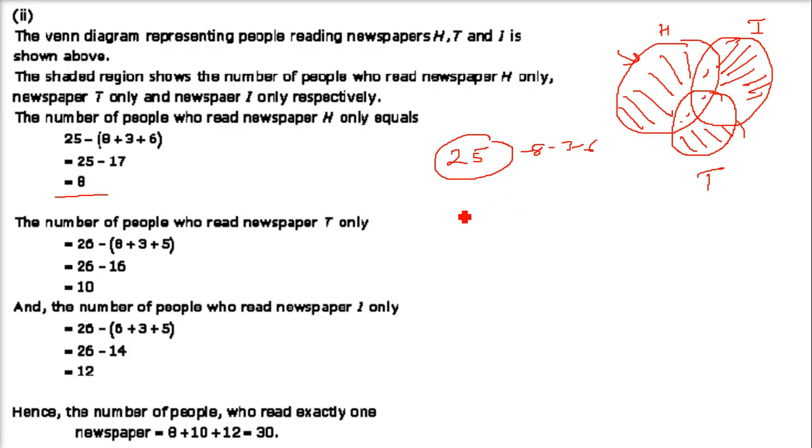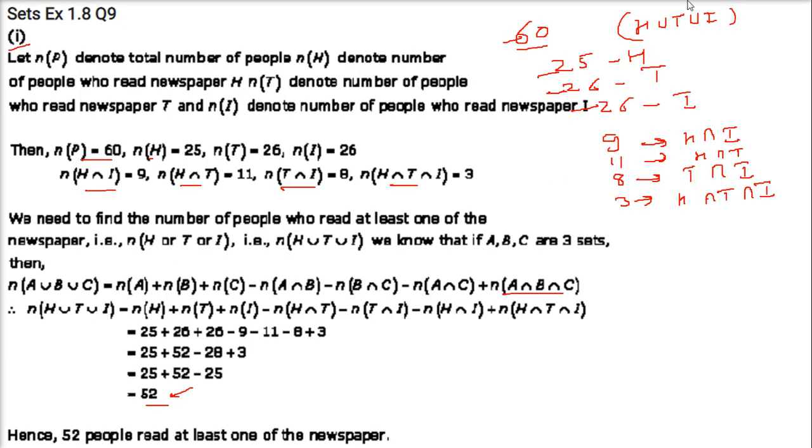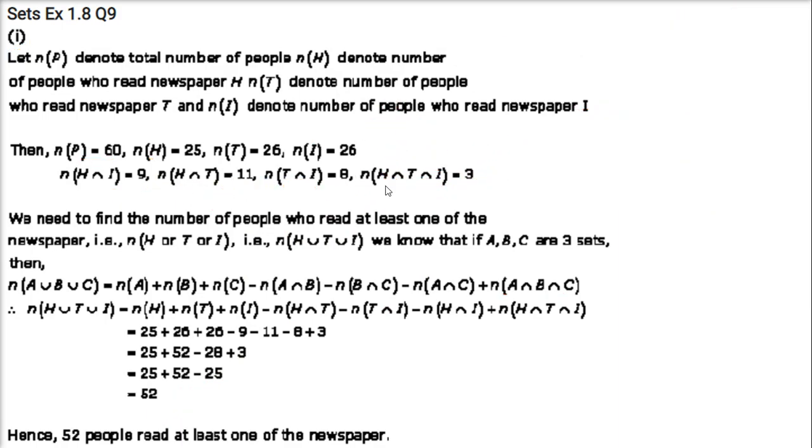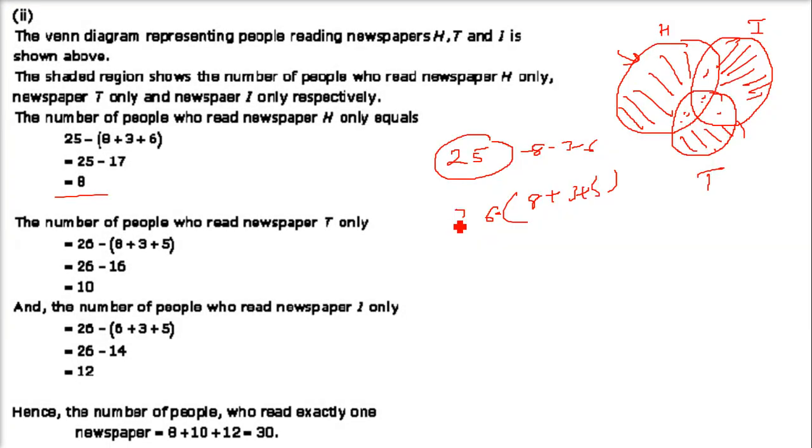Again, now coming to T. 26 people read T. So again we have to subtract from T this one and this one. That is 26 minus 8 minus 3 minus 5. These values 8, 3 and 5 we already know. So 8 plus 3 plus 5 is to be subtracted. This is going to be 10.